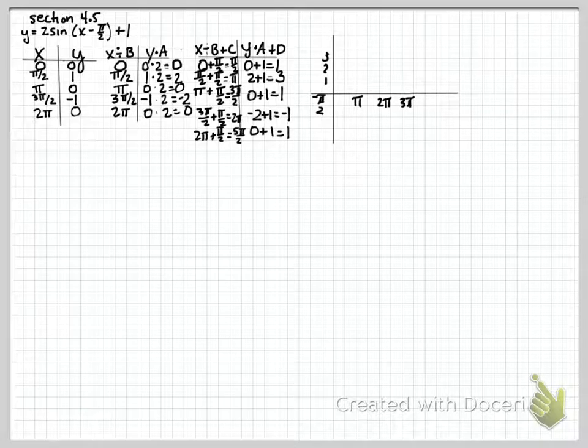And you do need to include your scale. We have to see what you're counting by. So now just plot your points. Pi over 2, 1. Pi over 2 is right here, 1.